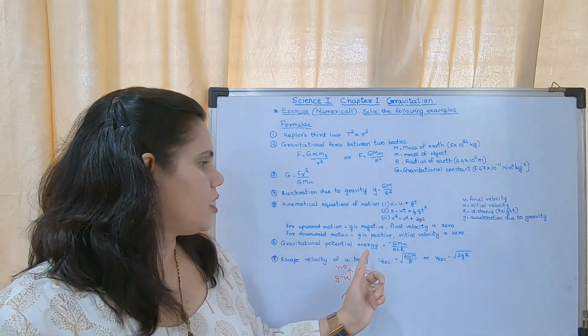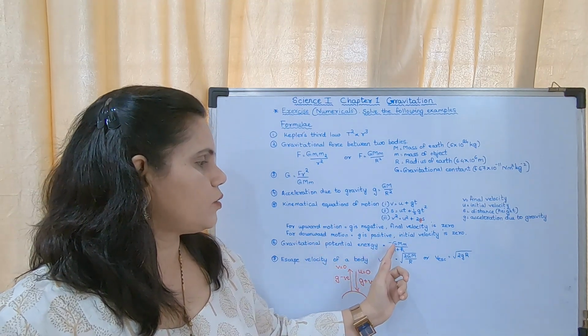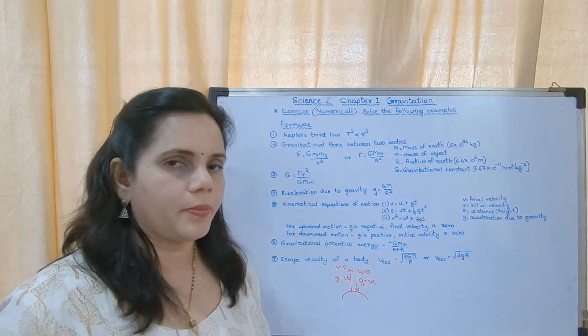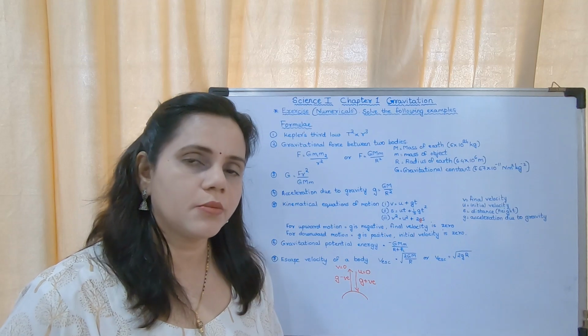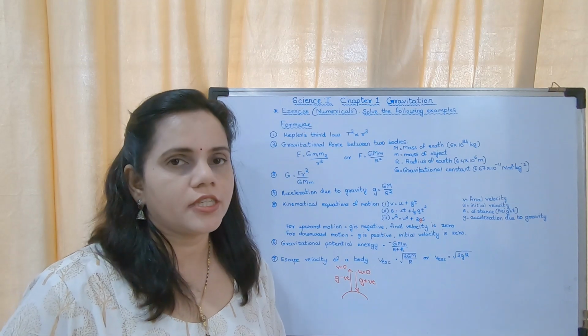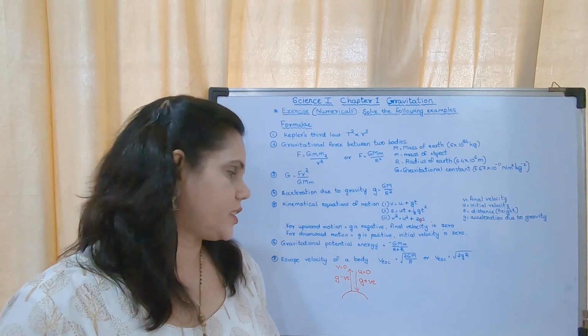Now gravitational potential energy is equal to minus G M m upon R plus H. There is no numerical based on this equation, but you may remember it, we may learn it because it could be asked as an objective question.